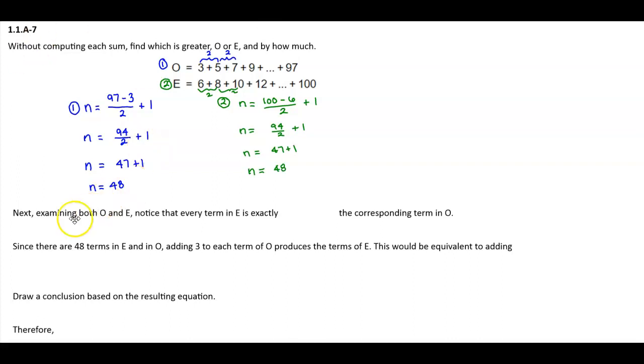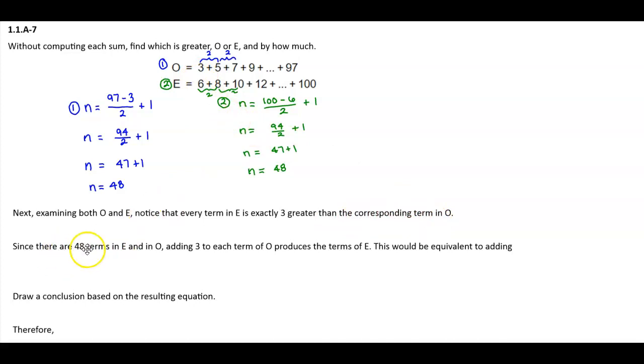Okay, so now, before we move on, both have 48 terms. Now, if we examine both O and E, notice that every term in E is exactly 3 greater. If you look at 6 in E and 3 in O, E is 3 greater. Same thing in the next set: the difference between 5 and 8 is 3, and the difference between 10 and 7 is 3. So that means that E is exactly 3 greater than the corresponding term in O.